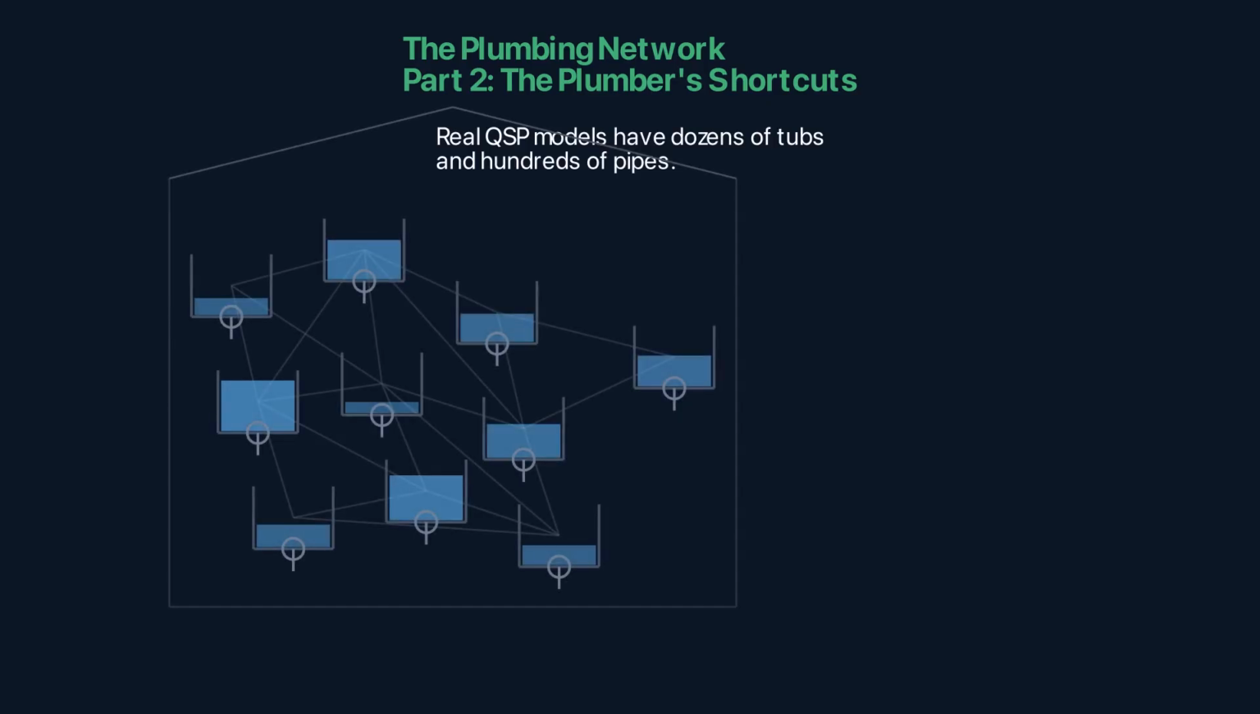Real QSP models have dozens of tubs, hundreds of pipes, and some drains are 1,000 times faster than others. Solving the full system step by step is expensive. The plumber needs shortcuts, ways to simplify without losing what matters.